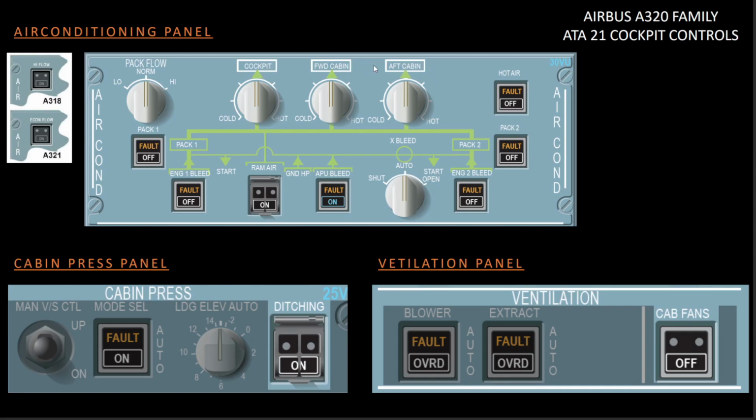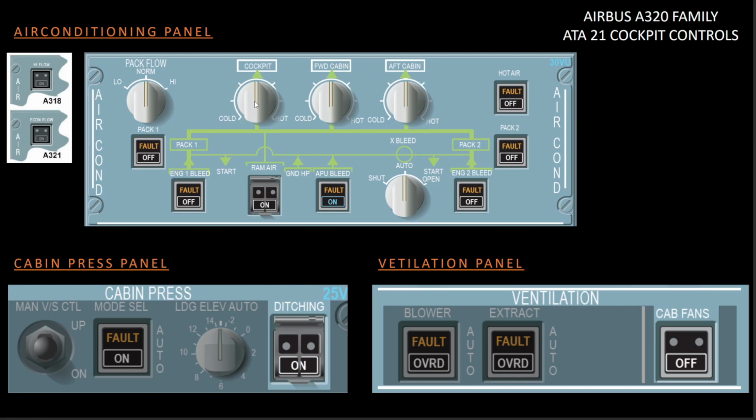So what this means is, I told you that the air conditioning system provides conditioned air to 3 zones in Airbus A320 aircraft. So these are the 3 zones. Last time also I told you the 3 zones are flight deck or cockpit, forward cabin and aft cabin. So that is what is shown here.